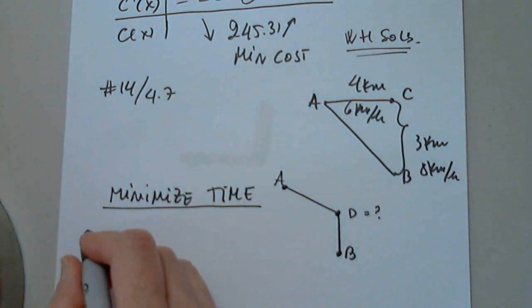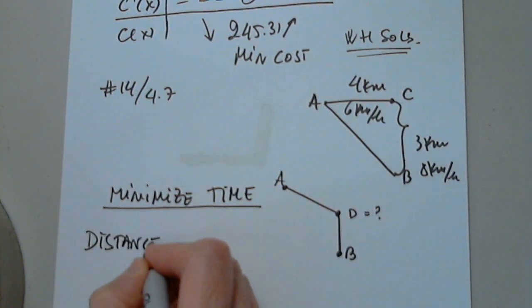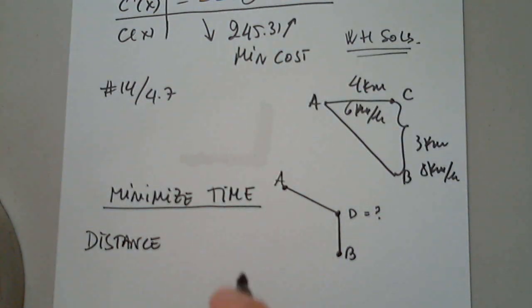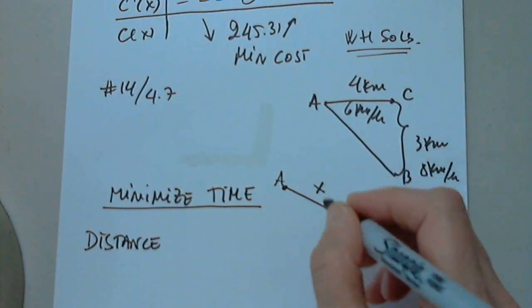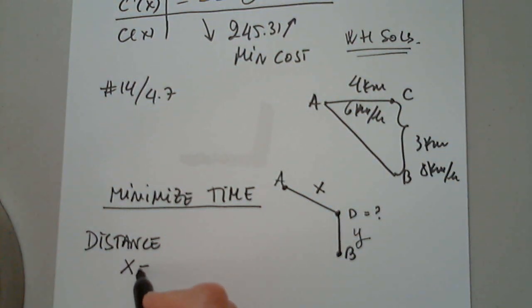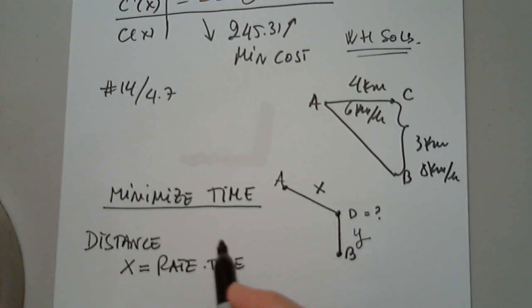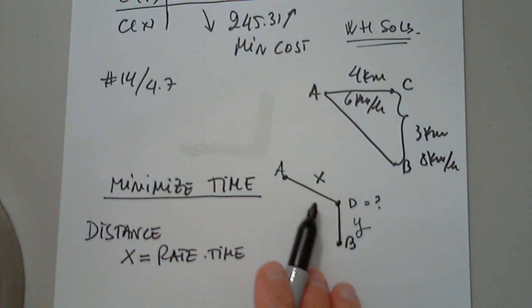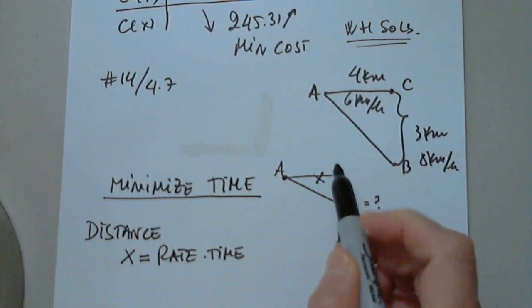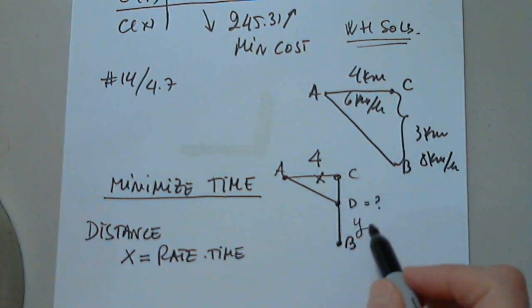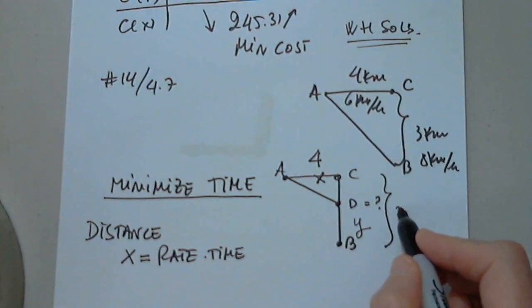So first of all, let's look at the distance. The distance between A and D I'm going to call X. This other distance I'm going to call Y. So the distance X is rate times time, assuming uniform motion. I don't know what this X is. I only know that this is 4 kilometers, and I know that this is 3.